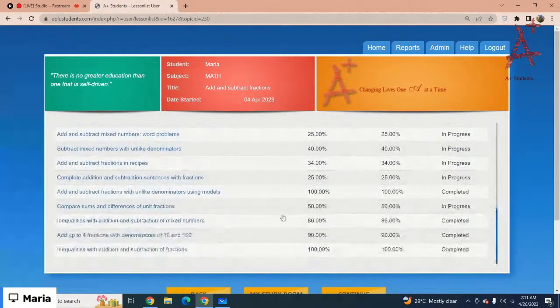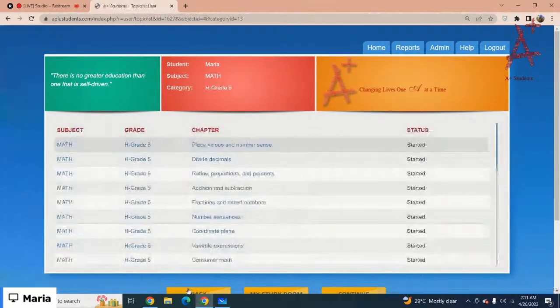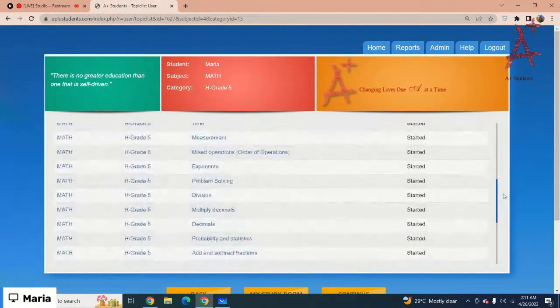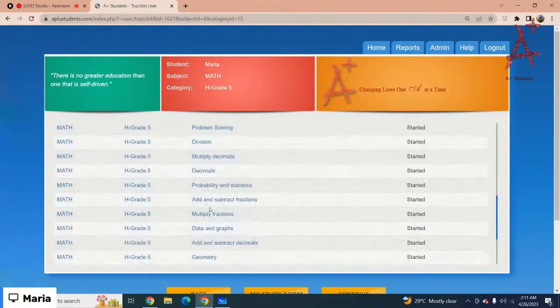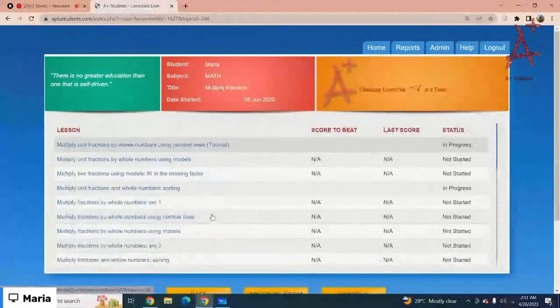Let's just move on to the next chapter. The next chapter we're going to start with is the very next chapter, that would be multiply fractions. So let's start with the first lesson, multiply unit fractions by whole numbers using number lines.